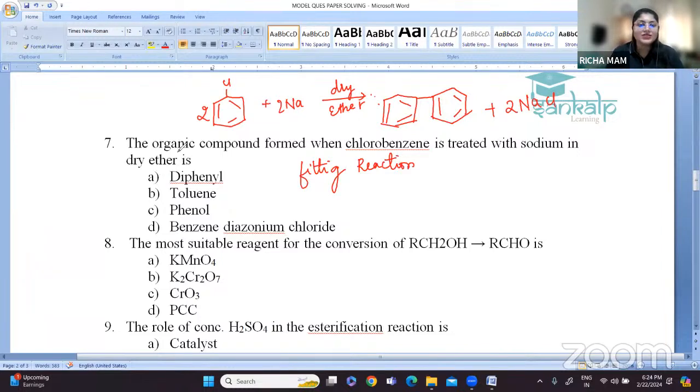Now, as you all were saying, Wurtz reaction. Okay, so in Wurtz reaction, what is the change? In Wurtz reaction, we are taking alkyl halide. Rest all remains the same.